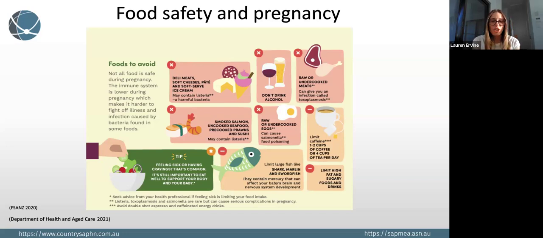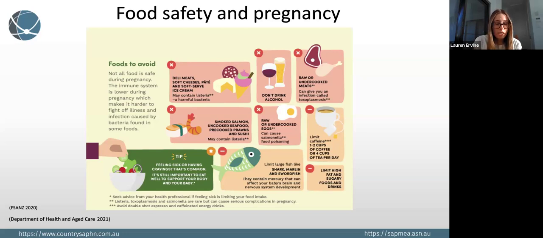In general, we have mentioned the raw and undercooked meats, so like rare steaks as well. We want it to be very well cooked to a particular temperature. That can cause something called toxoplasmosis infection, which is quite dangerous for the baby. We avoid alcohol, of course, to avoid fetal alcohol syndrome.